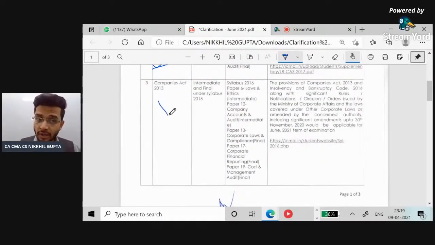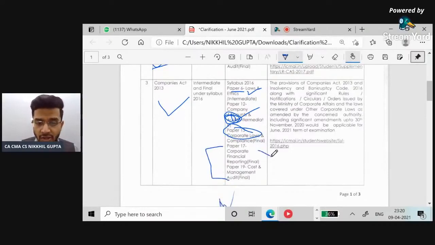Okay. Talking about Companies Act 2013, an act which changes very frequently. So this is again applicable for intermediate as well as final students. So intermediate paper number 6, law and ethics, is affected by this amendment. Then company accounts and audit, especially audit paper number 12B, whatever amendments have come by in Companies Act 2013, they'll be applicable for June 21. Then of course, paper number 13, corporate law and CFR, cost and management audit.